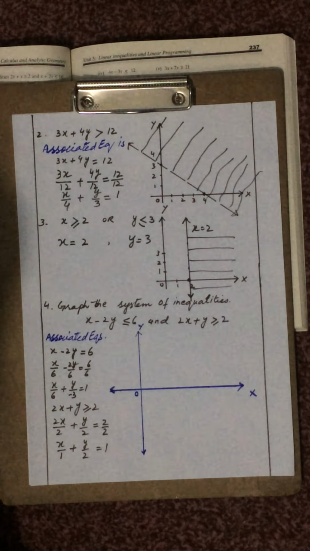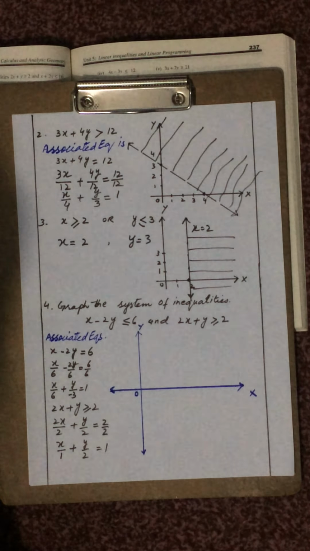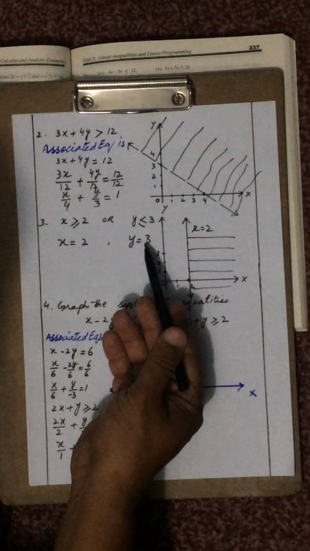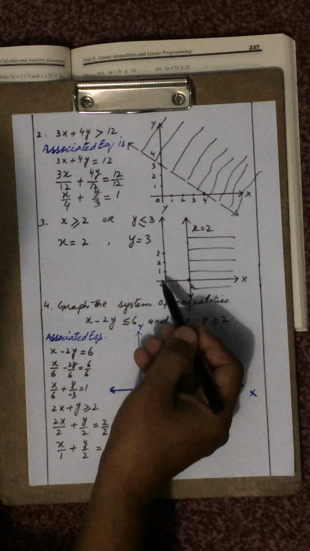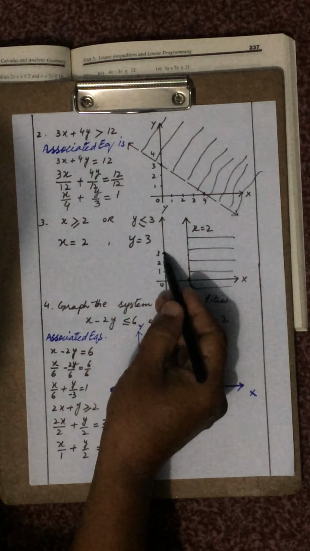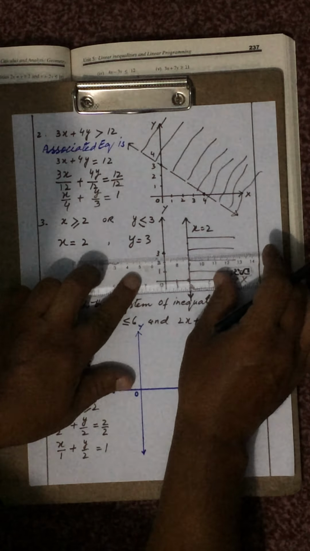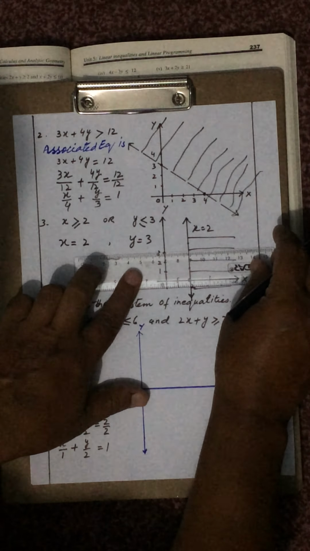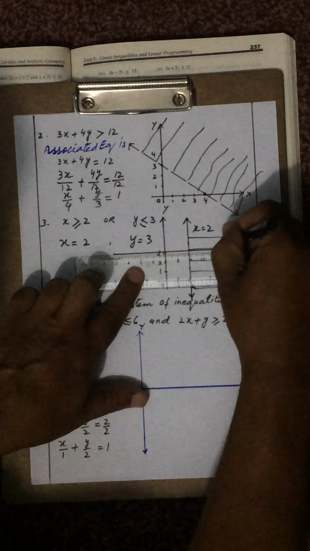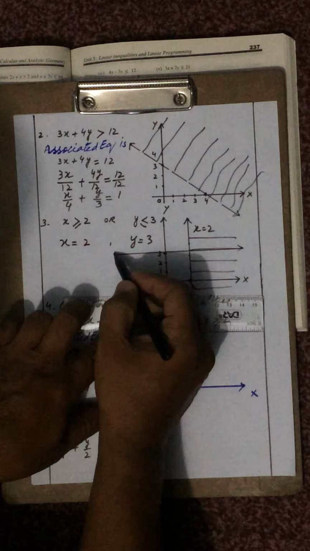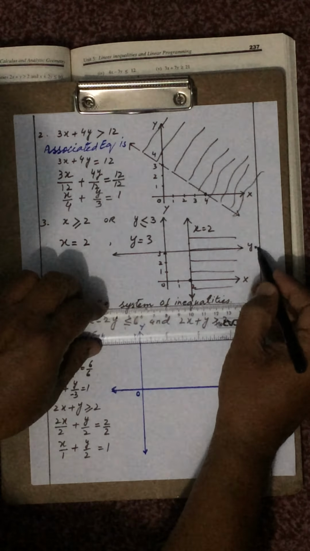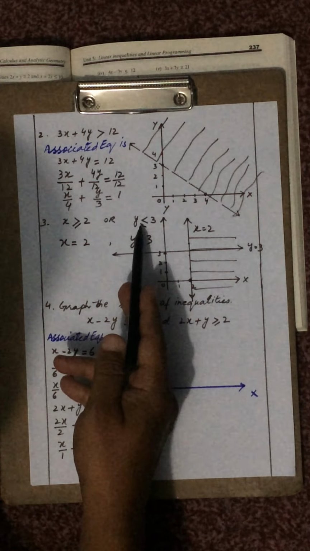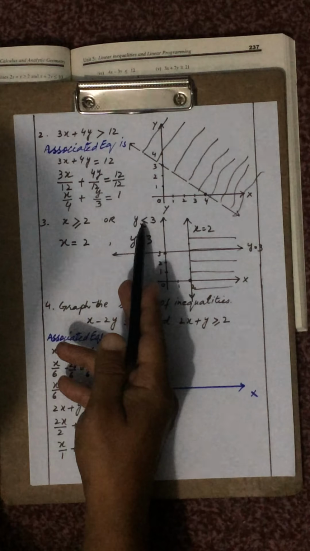For the inequality y less than or equal to 3, we have to draw the graph of its associated equation, y equal to 3. So we take a point on y equal to 3, we go upward, this is y equal to 3. Now we draw the graph. This is the graph of y equal to 3, and for the graph of y less than or equal to 3, there is a less than sign.